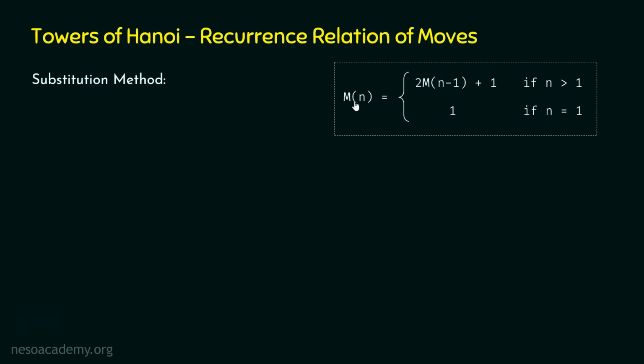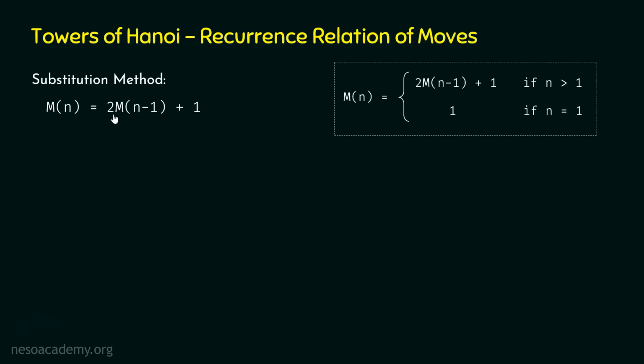We need to start from the recursive case, that is m of n equal to 2 times m of n minus 1 plus 1. So this is the recursive case. Now we know that m of n minus 1 can be replaced or substituted by 2 times m of n minus 2 plus 1. Here we can replace n by n minus 1.